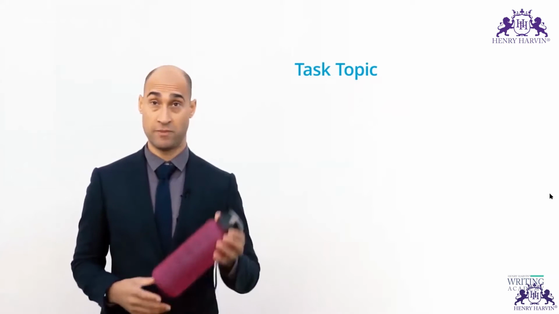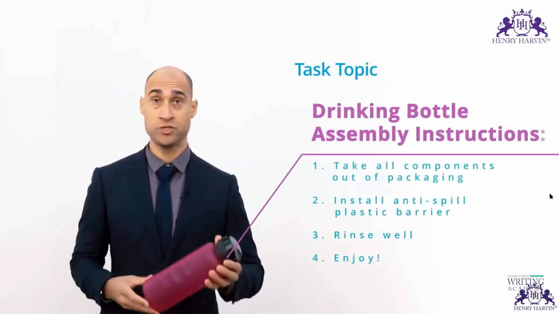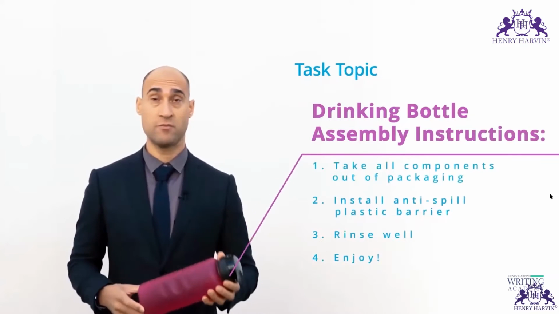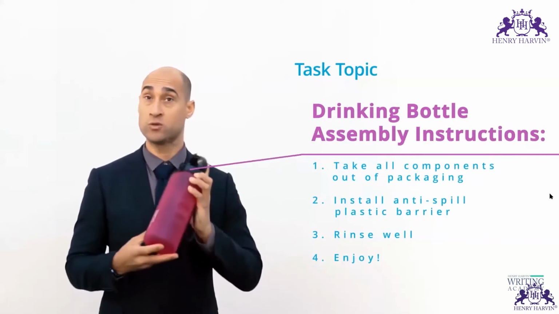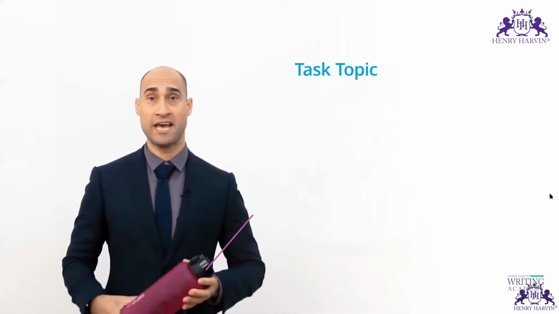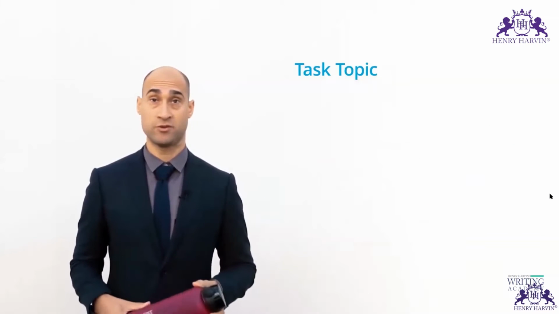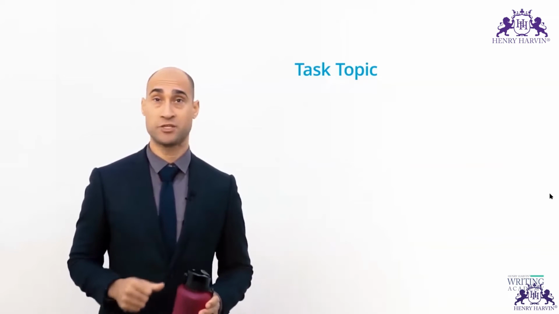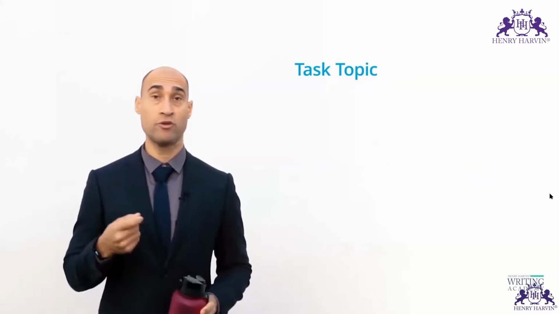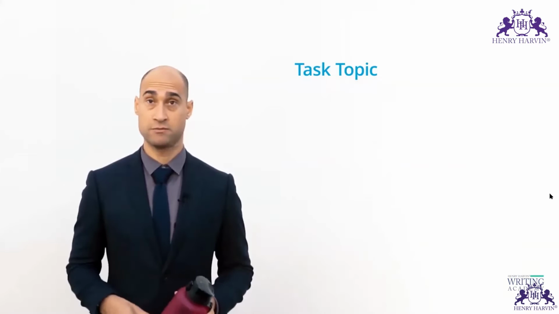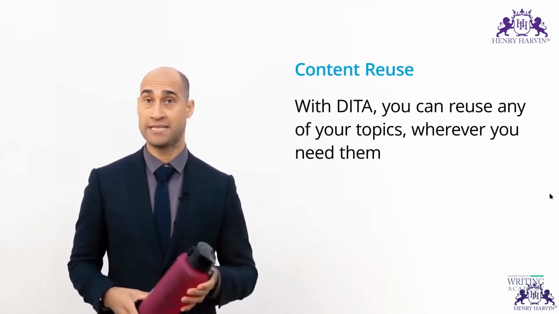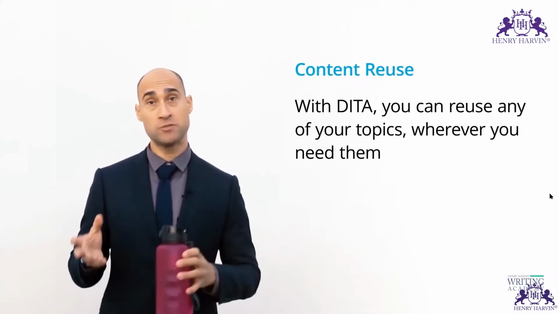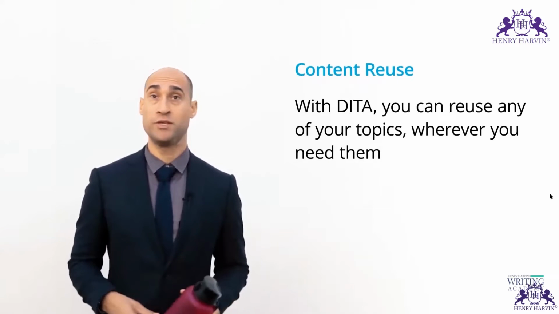If I were to write a task about my bottle, I could say, before using your bottle, take out all the components from the packaging, install the anti-spill plastic barriers, and rinse well before using. Tasks have short descriptions, like concepts and references, but they have their own special subblocks like context, prerequisites, steps, and results. If your brand sold 10 types of bottle with various materials, capacities, and features, then you could use some topics for all of them, and then others would be unique.